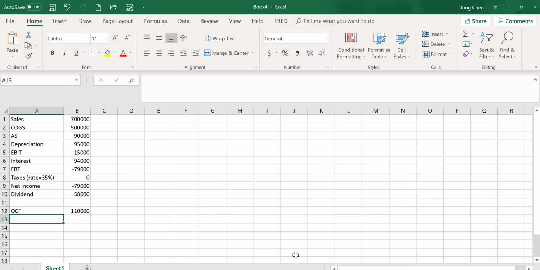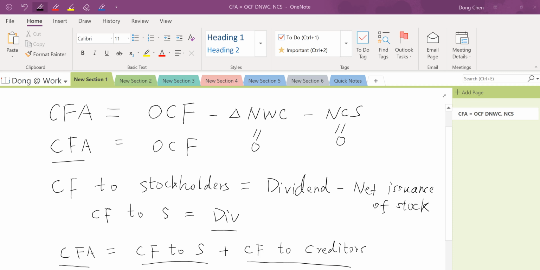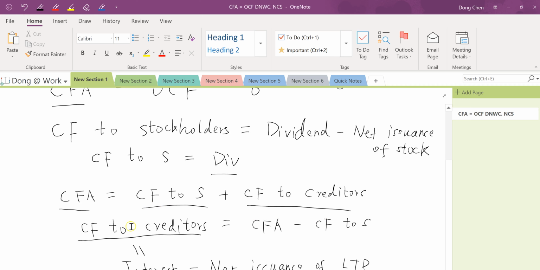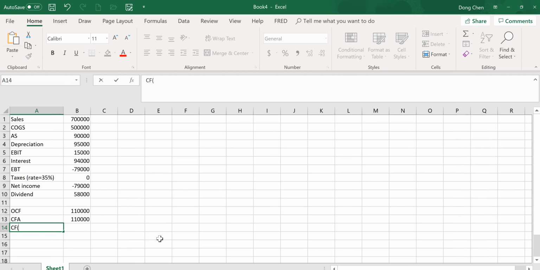So this also tells us cash flow from assets is the same, right? Going back to our notes, cash flow from assets is the same as the operating cash flow. The next job is to figure out the cash flow to stockholders. And we also know that cash flow to stockholders is simply the dividend, based on our analysis.